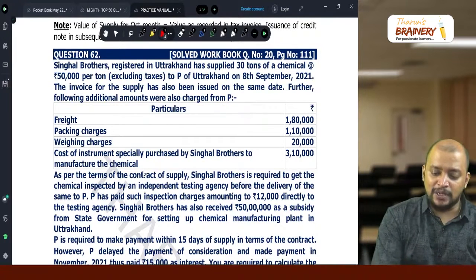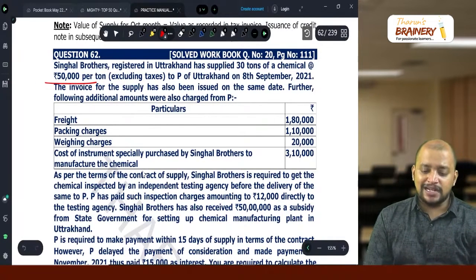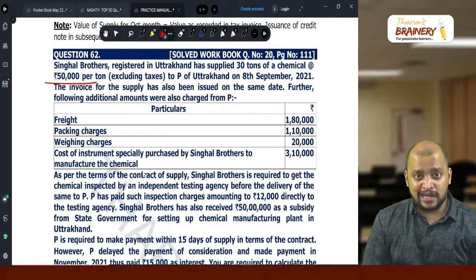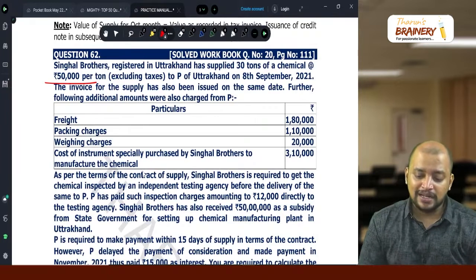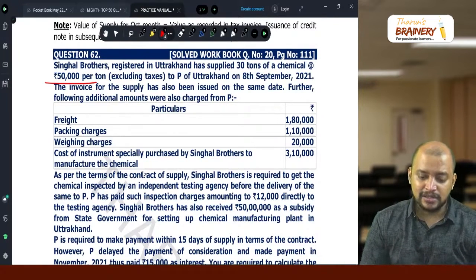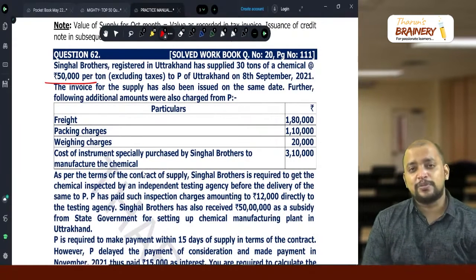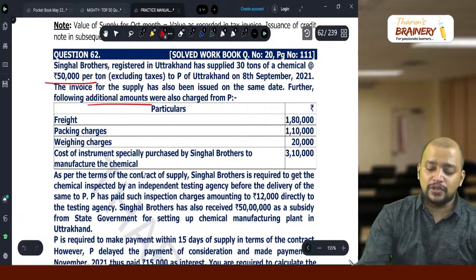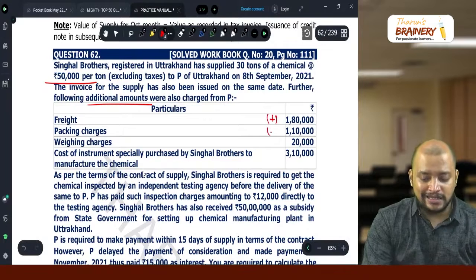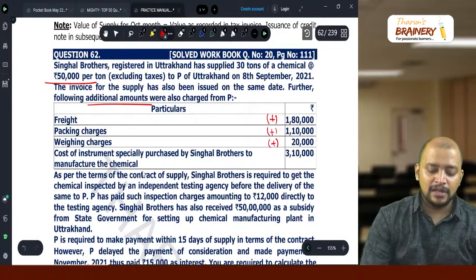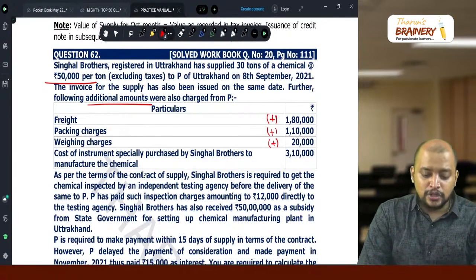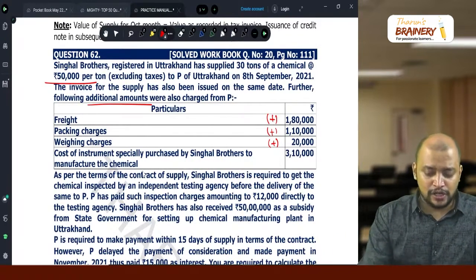So, first the value will be 50,000 per ton, and freight is also charged. Freight is to be included because it was supplied as 30 tons of chemical at 50,000 to P of Uttarakhand. It is not in the given price because these are additional, so we need to add. Then packing charges, same; weighing charges, same. Cost of instruments specially purchased by Single Brothers to manufacture the chemical: yes, that should also be added.